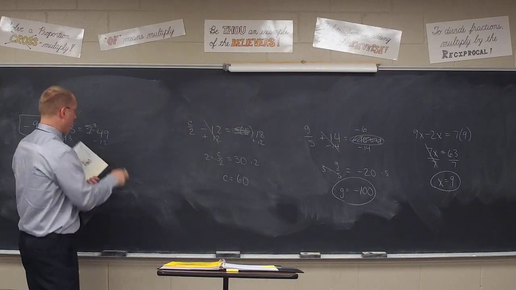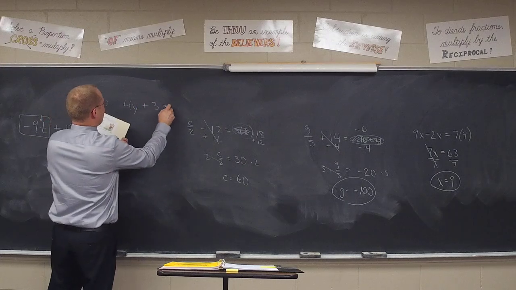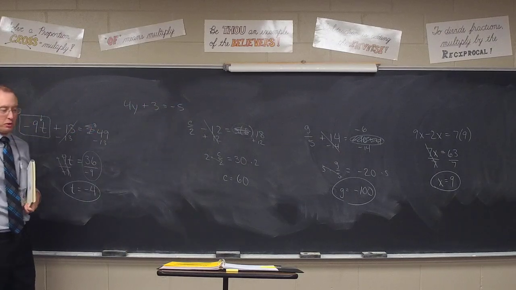Number 9, we have a 4y plus 3 equals negative 5. Talk me through this one, Corey. You got it.